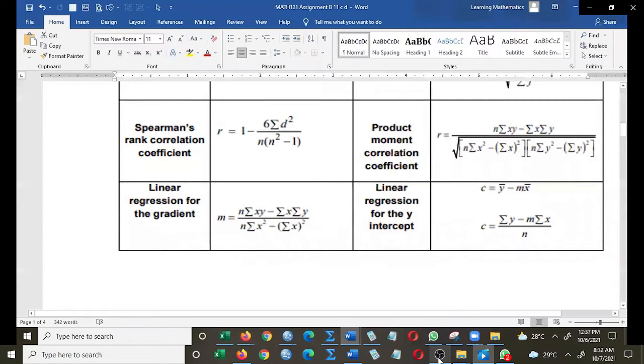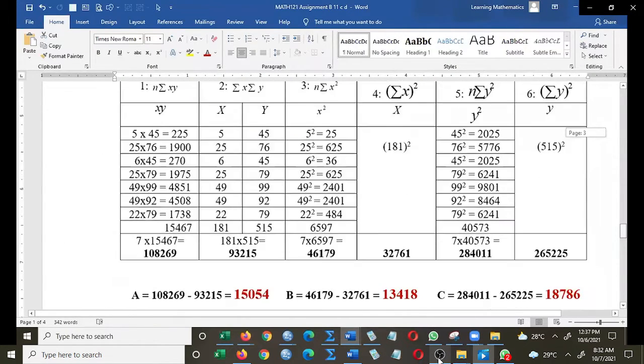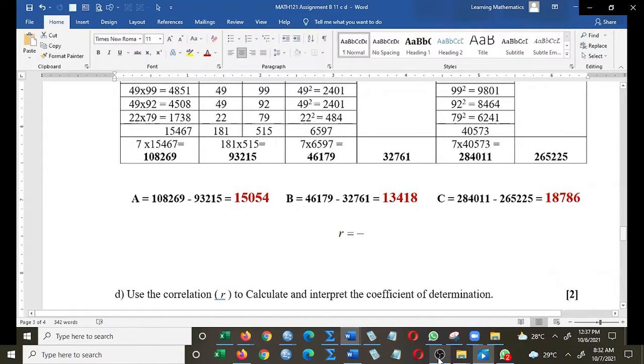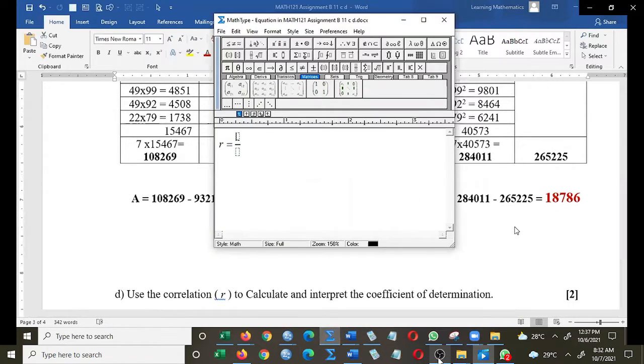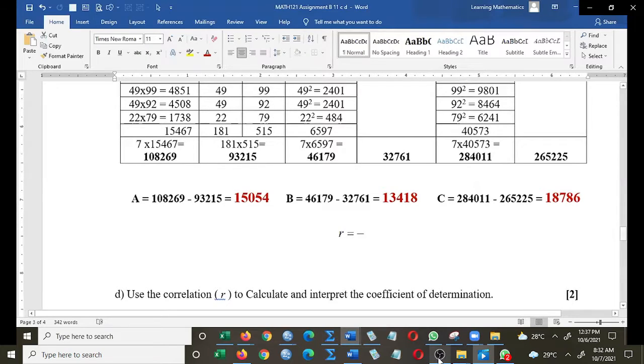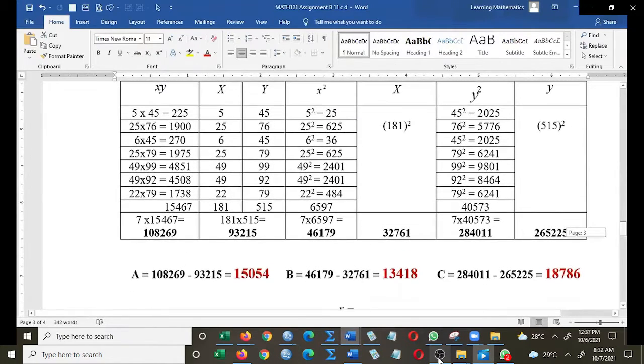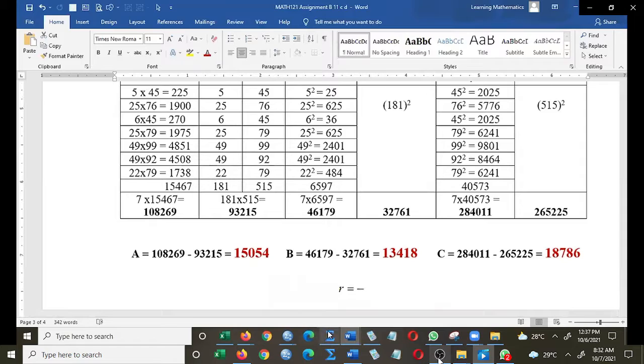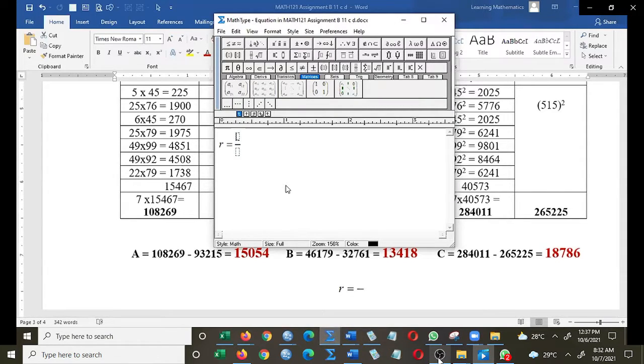Right. So therefore now, take a look at this and tell me what to write. 15054, sorry. Over the square root of. Over the square root, exactly. Don't forget the square root.